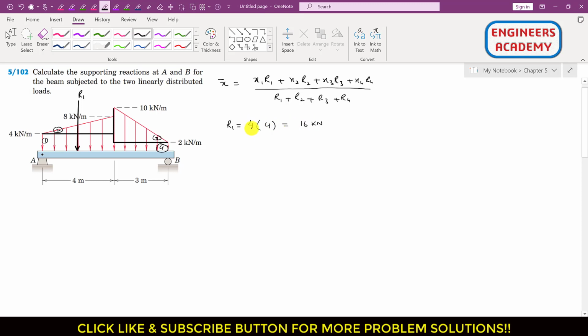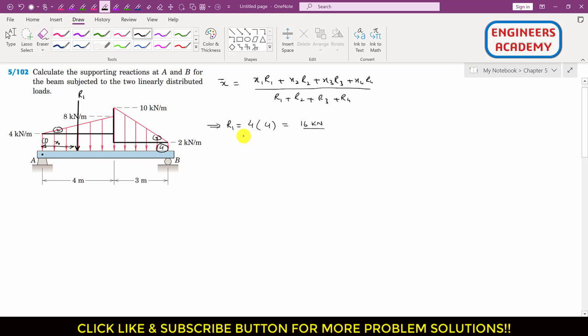This is 4 meters into kilonewton per meter, so meter will cancel out, and we will be left with the units of kilonewton. Again, this area gives us the force, the resultant force, and the units are kilonewton, right? Similarly, the distance of this R1 from that point A is, let's say, this distance is x1.